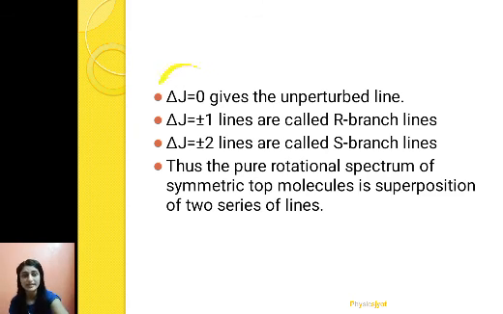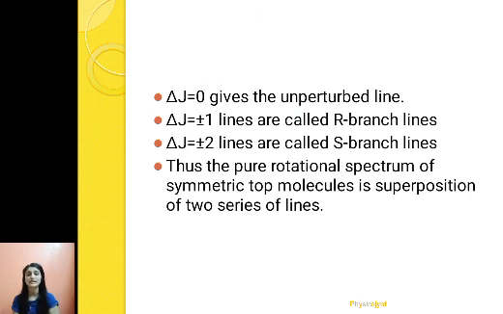Now when I say delta J equals 0, the meaning is there is no exchange of energy between photon and molecule, and the scattered radiation will consist of a frequency which is the same as that of the parent incident radiation, and that is how delta J equals 0 gives the unperturbed line. Unperturbed means whose frequency is the same as compared to the incident frequency.